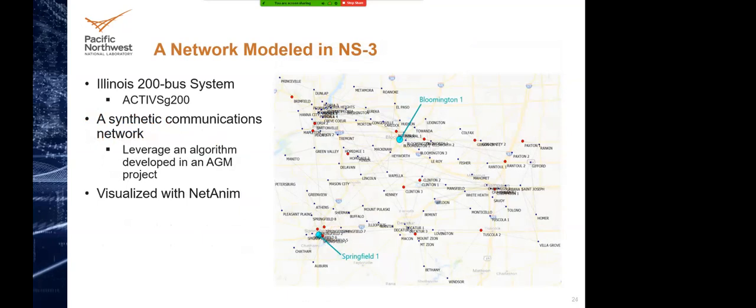And here is just an example of using that automated configuration for an Illinois 200 bus system, where we've built a synthetic communication network leveraging an algorithm developed in another project, and it is visualized in NetAnim, which is the visualization tool in NS3.